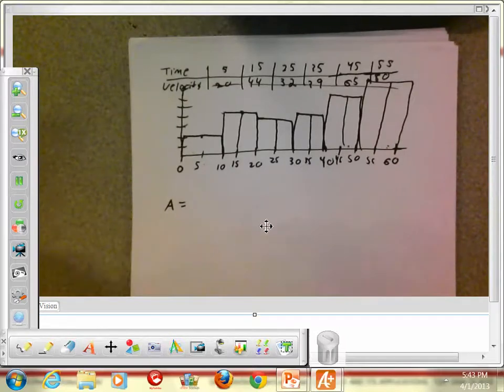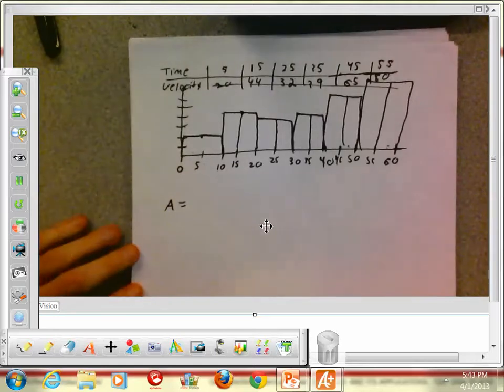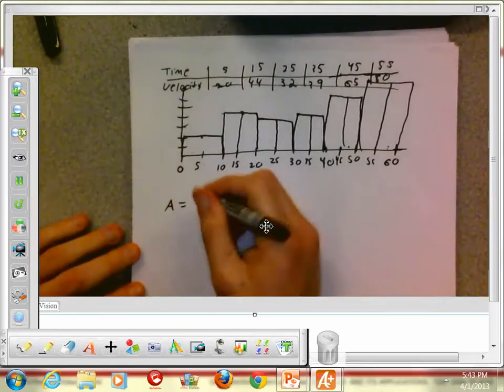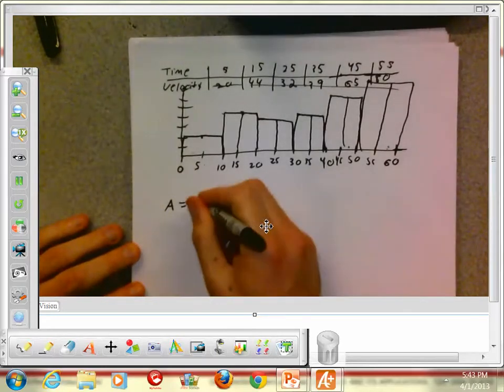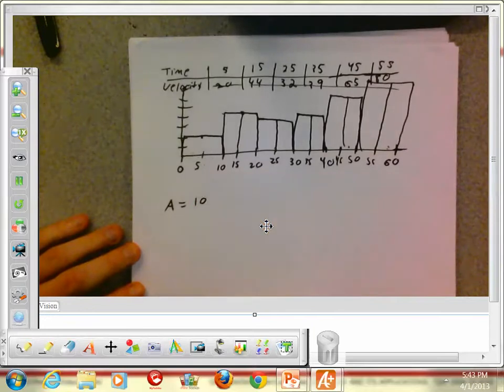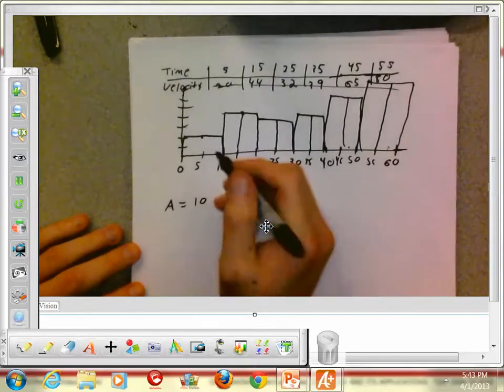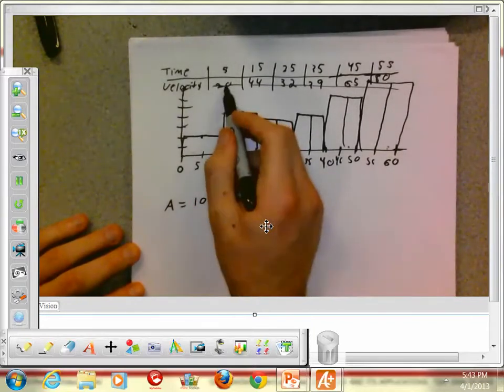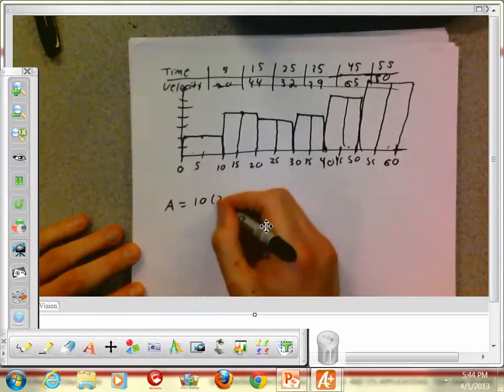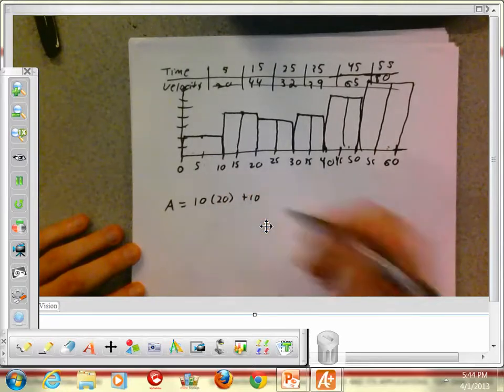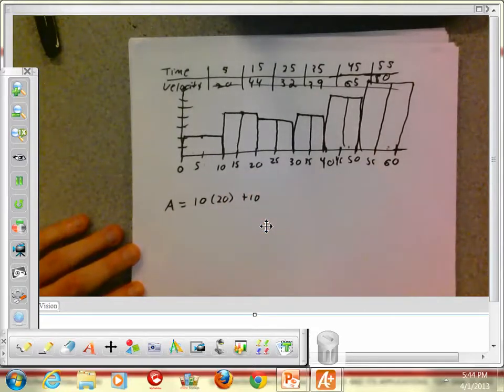No questions? Okay. So I'm just going to let A be my area. And the area of my first rectangle is going to be 10. And what's the height of my first rectangle? 20, right? It's my first one right here. So it's going to be 10 times 20 plus 10. What's the height of my next rectangle?